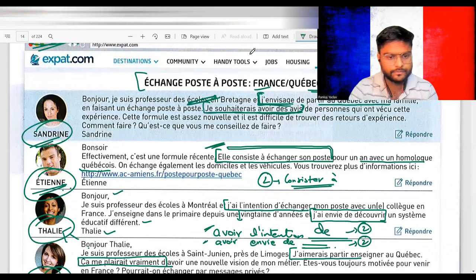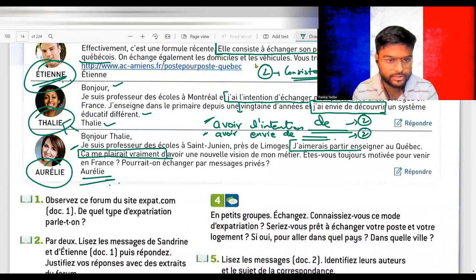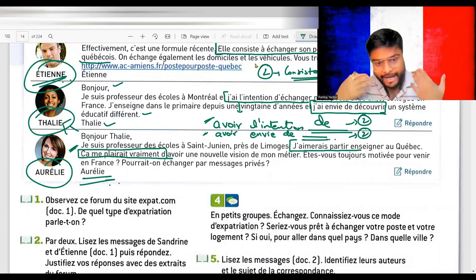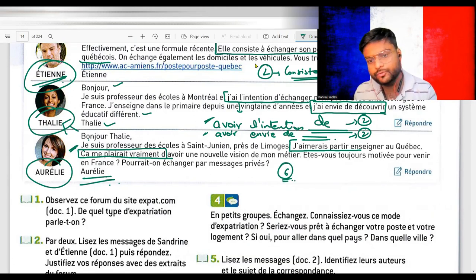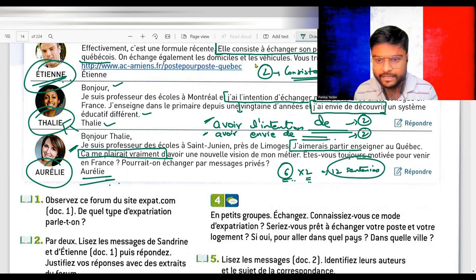So here today in this video, we have learned one, two, three, four, five, and six structures. Now, I want you to see, there are six structures. I want you to make two sentences with each, total 12 sentences in the comment section, and I'll correct.